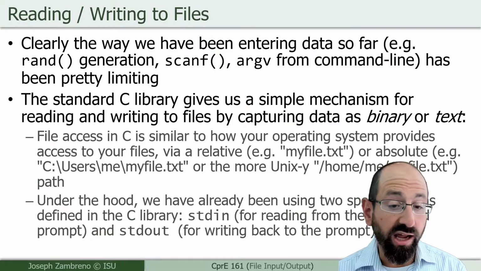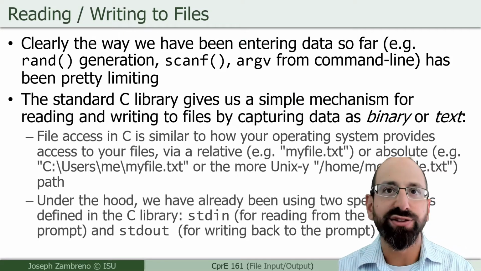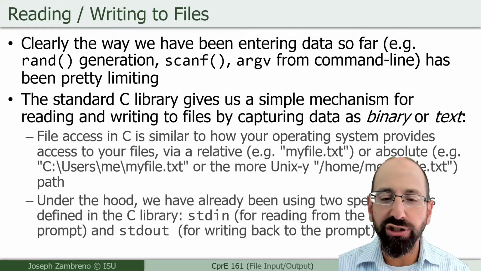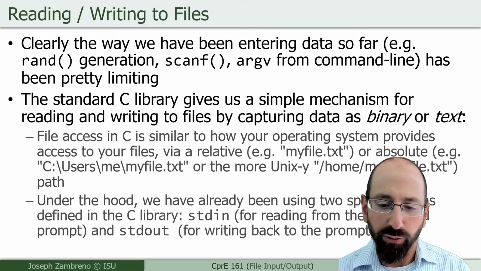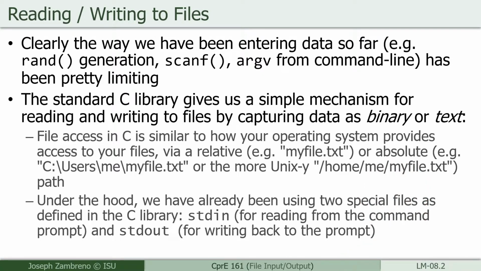Part of the motivation for File I/O is, in some sense, it's been pretty clear that the way we've been entering data so far, using rand to generate a whole bunch of data, or just a whole bunch of scanf requests over and over again, or the example I showed but we didn't actually run of using argv from the command line, it's pretty limiting. There's a limit to how much you could type in or randomly generate and have meaningful data and so forth. The standard C library gives us a pretty simple mechanism for reading and writing to files by capturing data as either binary or text.